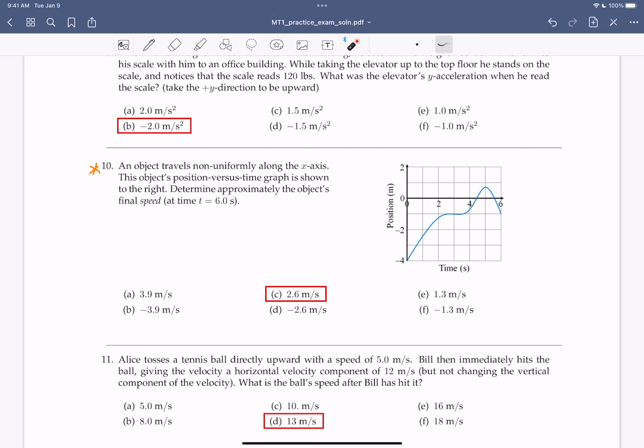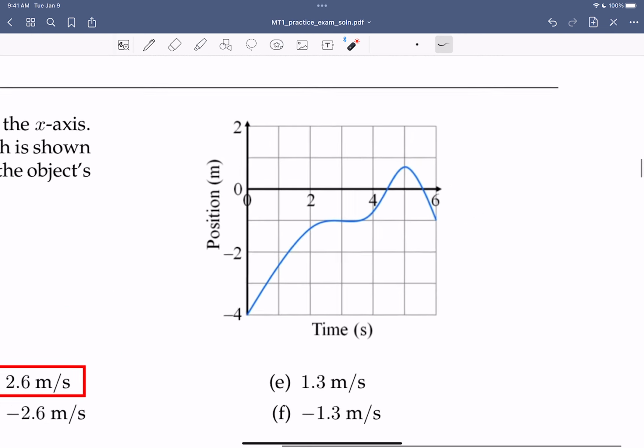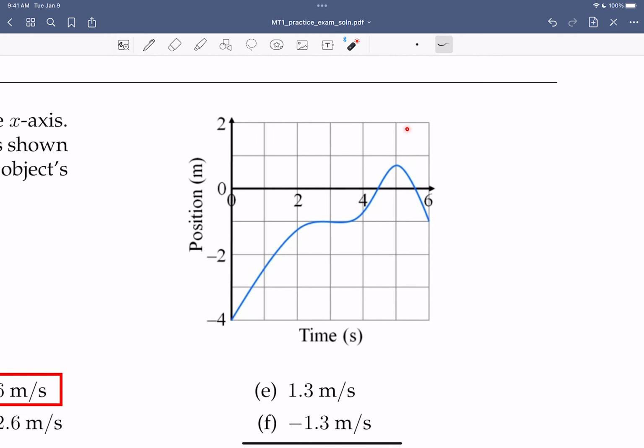Now, okay, so someone said it's positive because it's going in the negative direction. It has a negative slope. So wait, hold up. What do you mean exactly about that? It's positive and it's going in the negative direction? If it has a negative slope on a position versus time graph, you have a negative velocity.